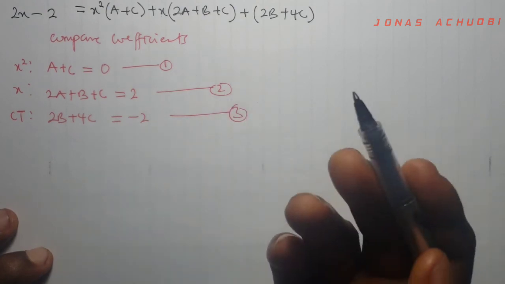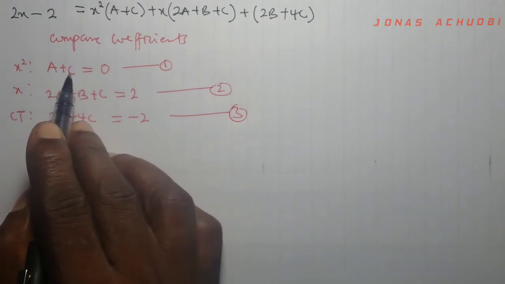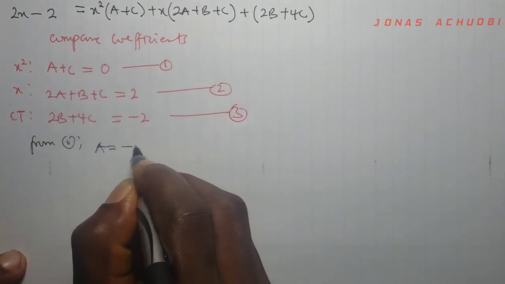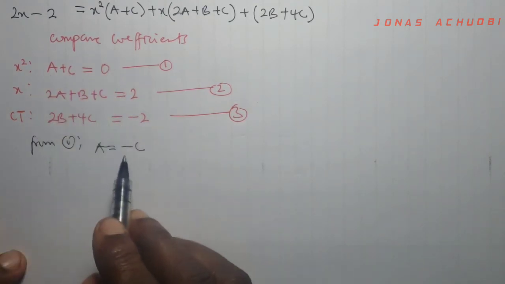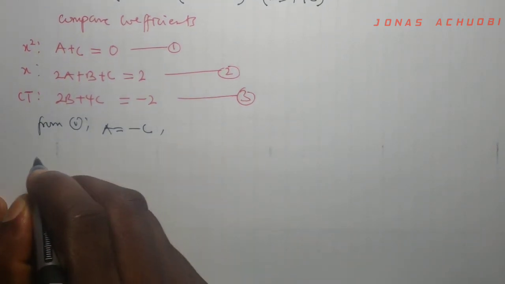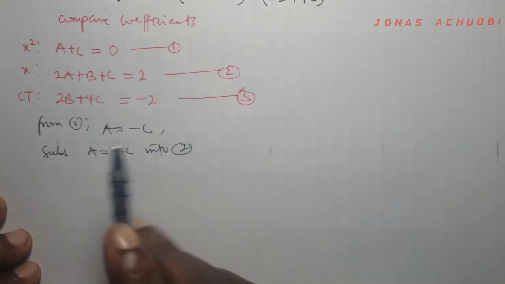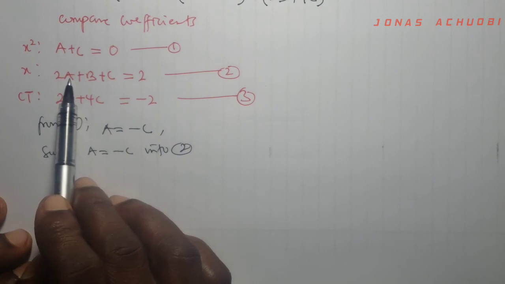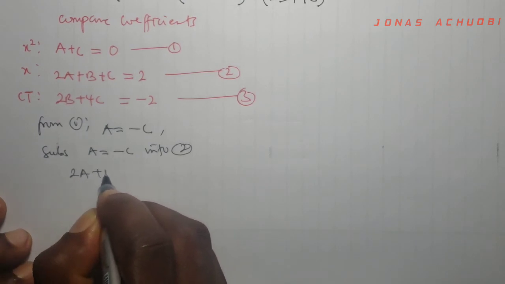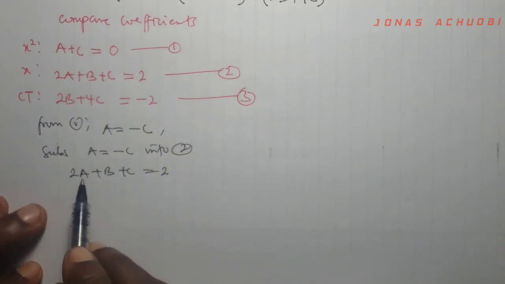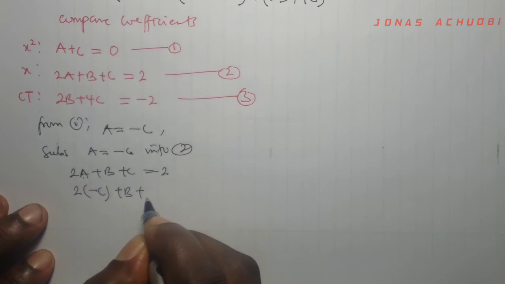Then I can solve. So from equation 1, I can rewrite it as a = −c. Since a + c is 0, if I take c to the right, I have a equal to negative c. So I can substitute a = −c into equation 2. If I put this into 2, I will have 2a + b + c = 2. Wherever I see a, I put −c. So that becomes 2(−c) + b + c = 2.